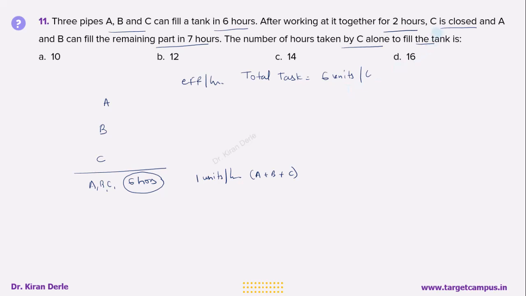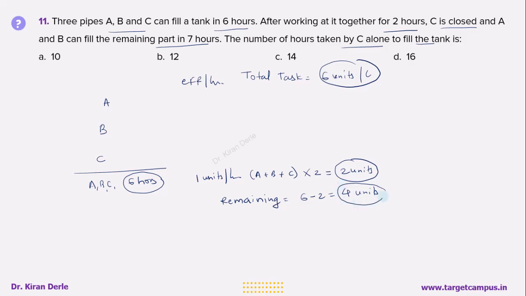Now, C is closed after 2 hours, after working at it together for 2 hours. So all of them have worked for 2 hours, so they have already filled 2 units. Now what is the remaining task? Remaining is 6 minus 2. The total task was 6 units, out of which they have already done 2 units in 2 hours, so the remaining task is 4 units. Now what is given? That A and B can fill the remaining part in 7 hours.